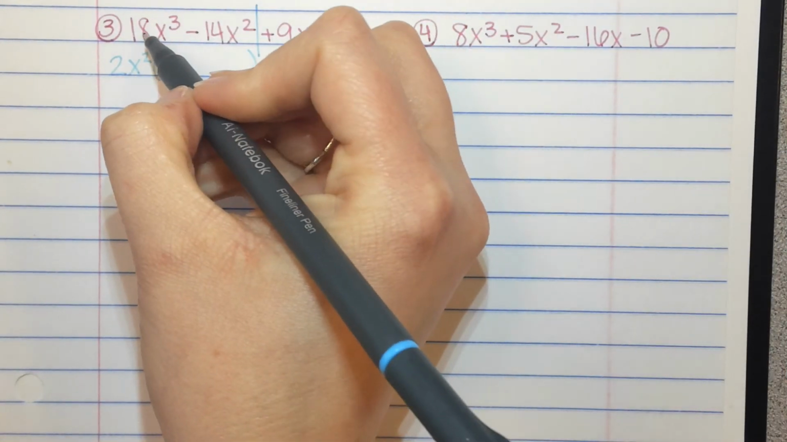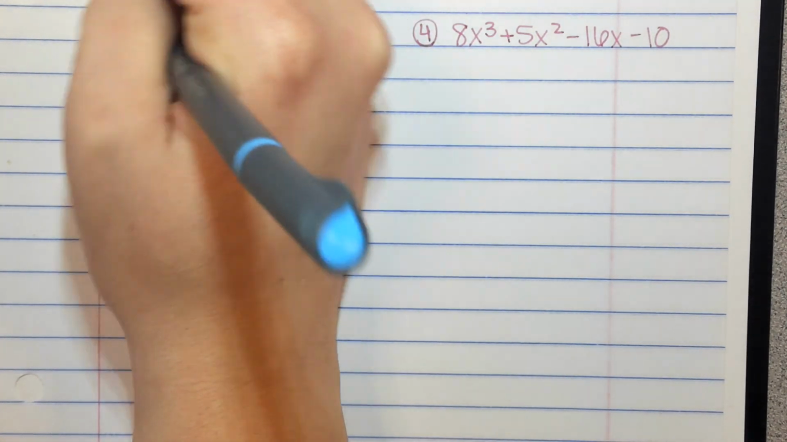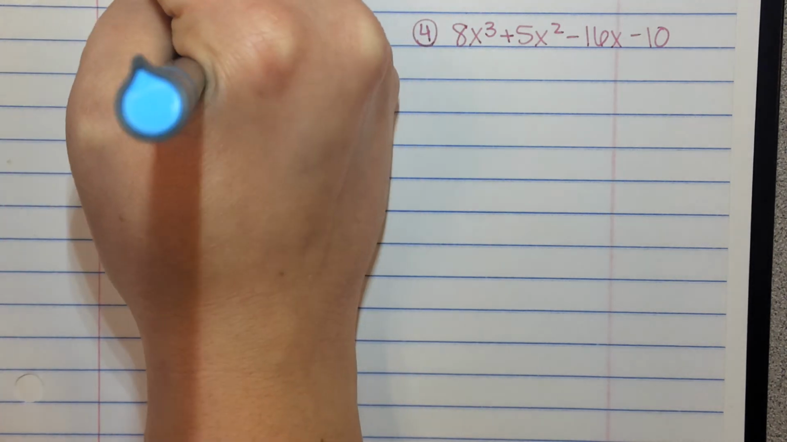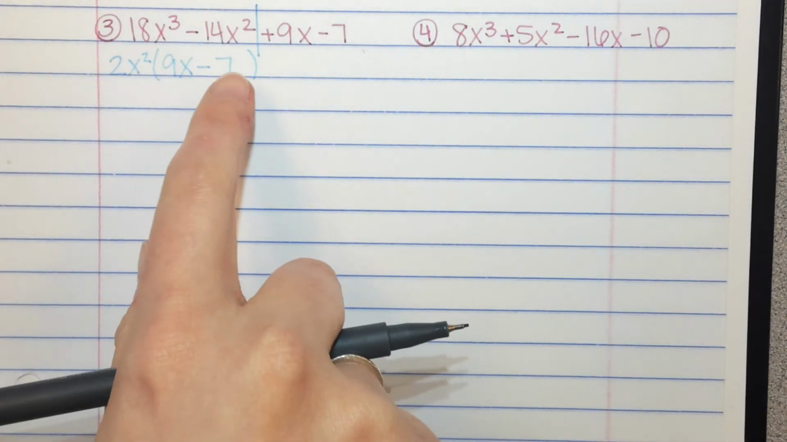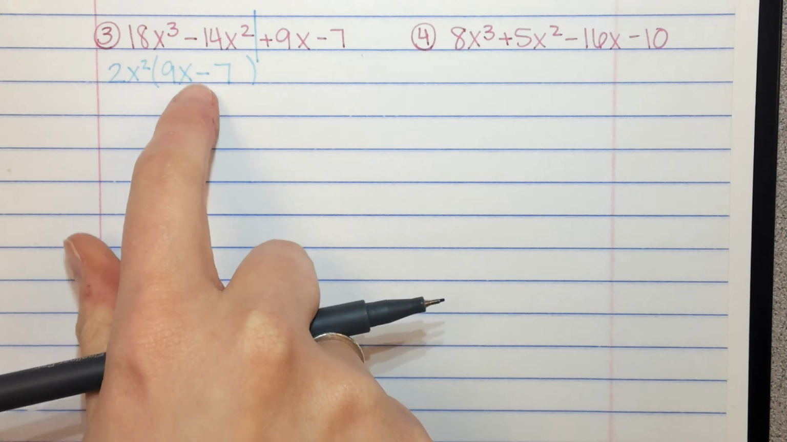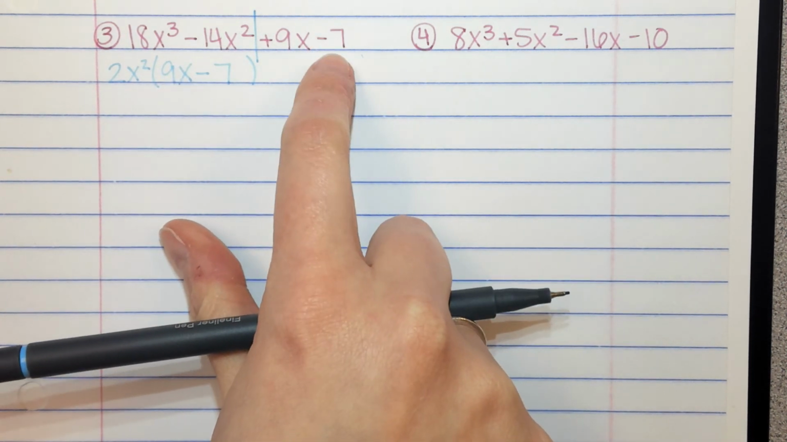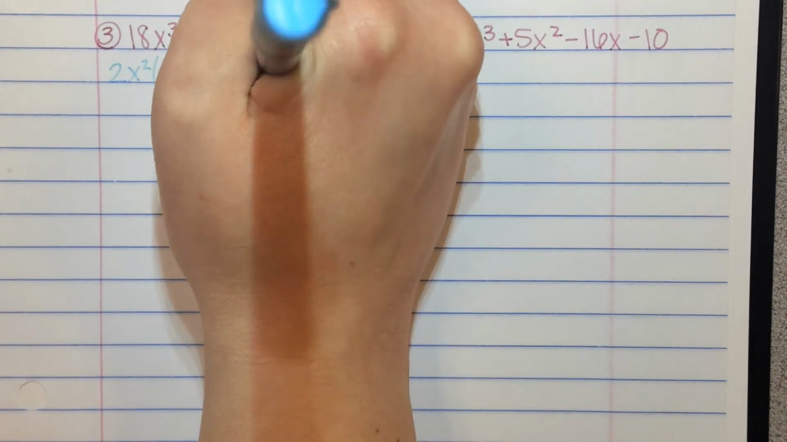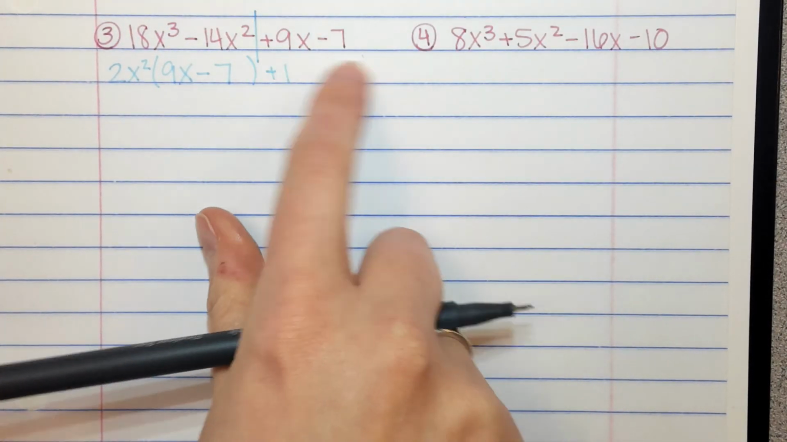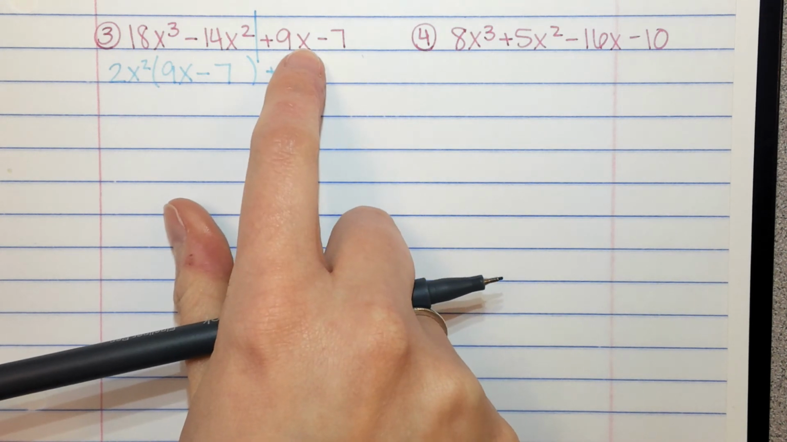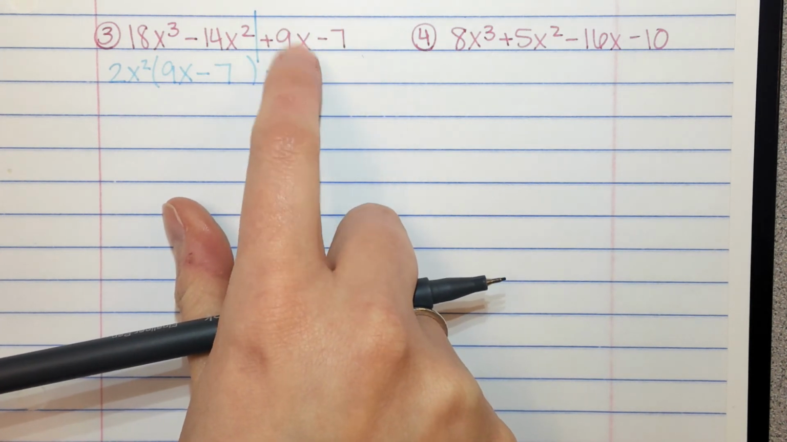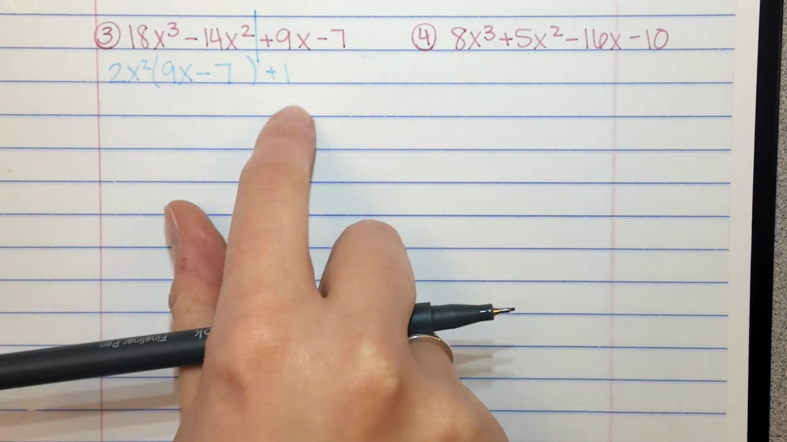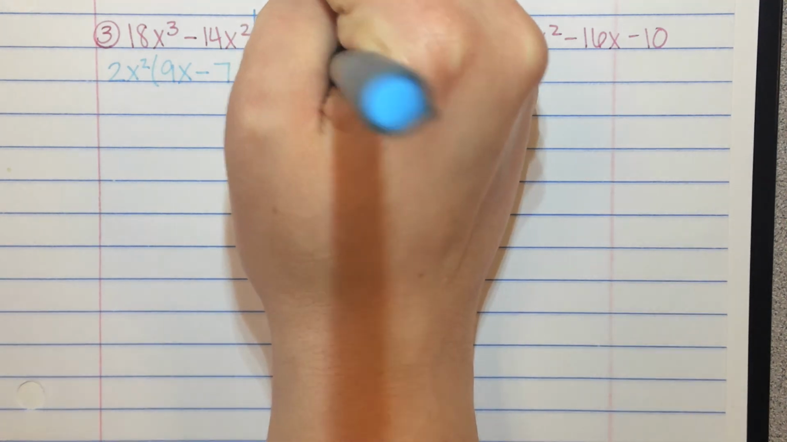And so 18 divided by 2 is 9. X cubed, take out x squared is x. Negative 14x squared divided by 2x squared is negative 7. Now, what you might notice is that this quantity is the same as this quantity. Okay? When that happens, you know that you need to pull out a 1. And when we're factoring by grouping, you have to pull out some kind of greatest common factor. So 9x and negative 7, nothing else can be pulled out of those except a 1. So we have to bring out a 1, and then you can just bring down that quantity.